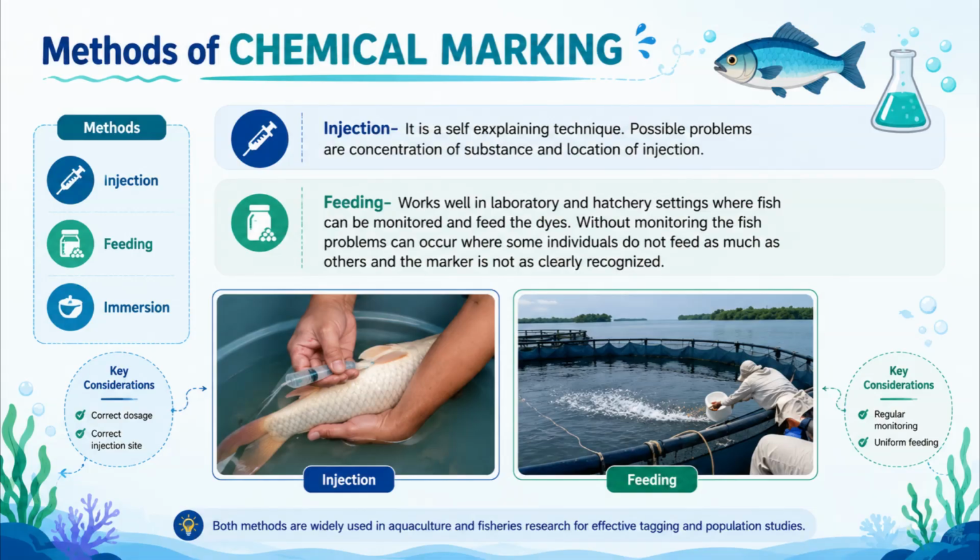The second method is feeding. In this method, fish consume food mixed with chemical dyes or markers. Feeding works especially well in laboratory and hatchery conditions where fish can be closely monitored. But if monitoring is not done properly, some fish may consume less feed than others, resulting in unclear or uneven marking.